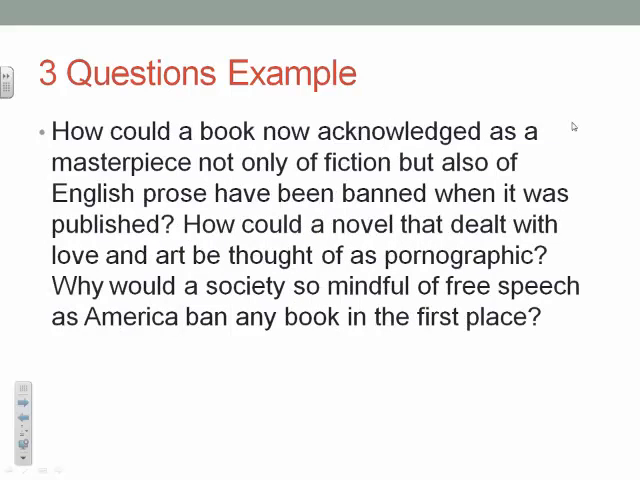Here's another 3 questions example. How could a book now acknowledged as a masterpiece, not only of fiction, but also of English prose, have been banned when it was published? How could a novel that dealt with love and art be thought of as pornographic? Why would a society so mindful of free speech as America ban any book in the first place?